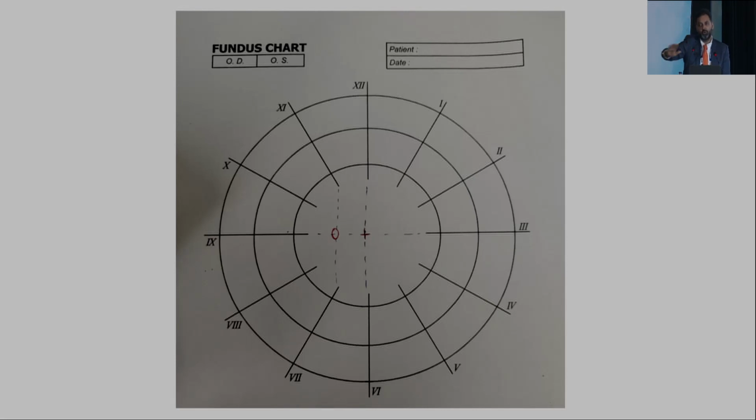So from the disc all the way up to the periphery is about 23, 24 millimeters, and from the disc all the way to the ora nasally would be about 18, 18.5. So the center is not the optic disc, the center is the fovea. And depending on whether you are representing the right or the left eye, the disc will be on either this or the other side of it.